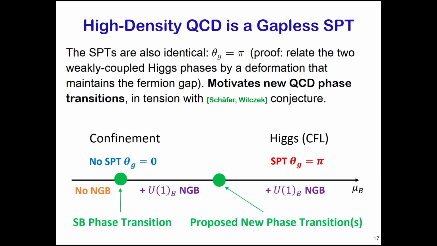So that means that this picture motivates new unexpected phase transitions also in the finite density QCD case. In other words, whereas the original picture was that at low density you had a trivial phase and then eventually there was a symmetry breaking phase transition to the superfluid phase, here I'm proposing that the jump of the SPT generically should lead to yet another phase transition somewhere in this superfluid phase, in tension with this conjecture by Schaefer and Wilczek.